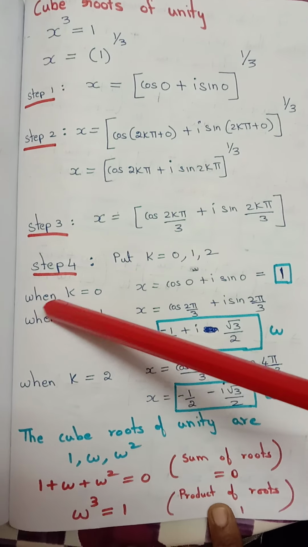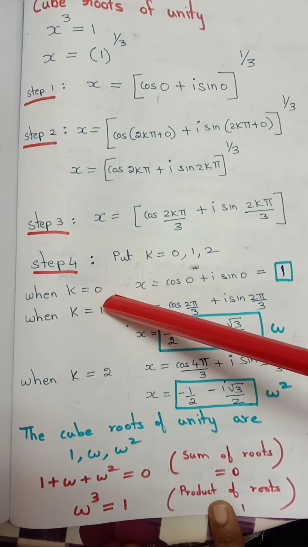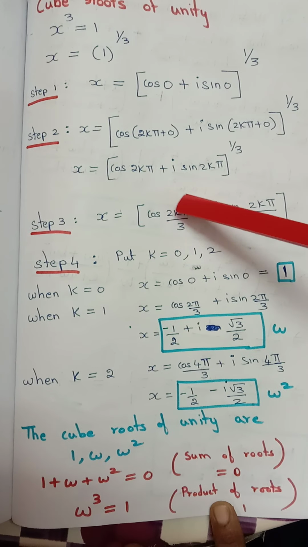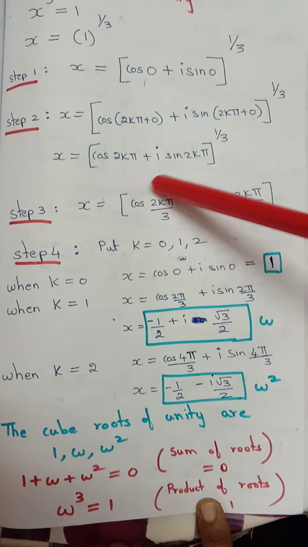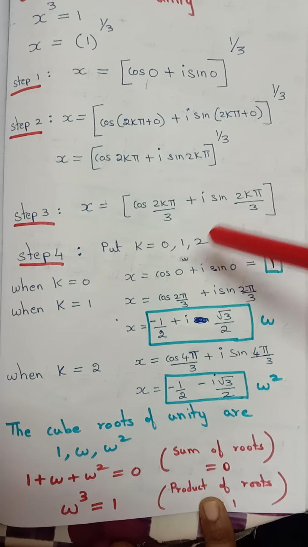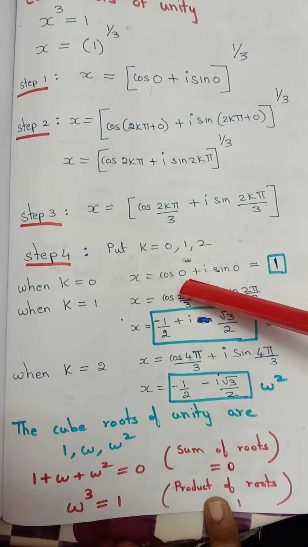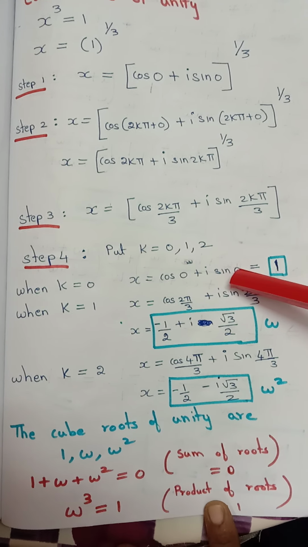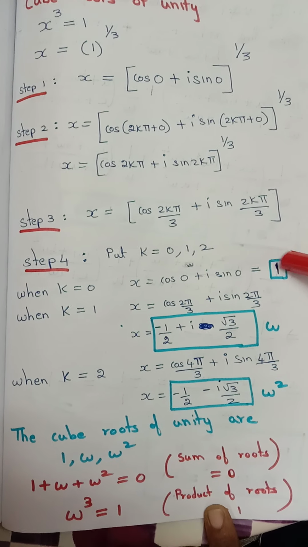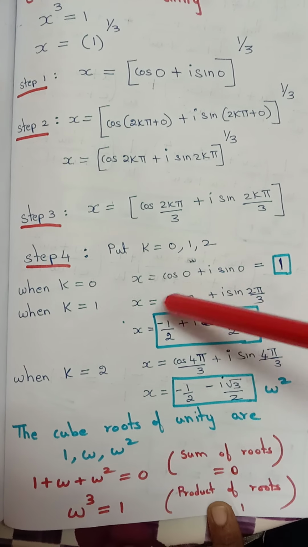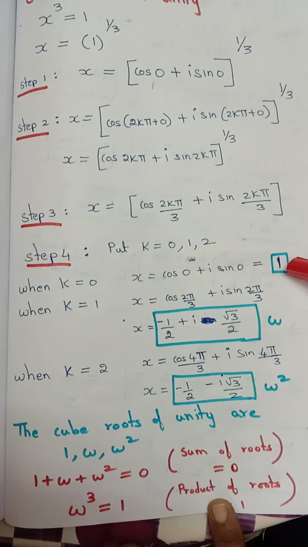Now let me assign the first value, when k is equal to 0. So I am going to put k is equal to 0 in this place. You know, when I put 0, everything will become 0. So what I will have is cos 0 plus i sin 0. But you know this is the polar form for 1. So the first root is 1. So we got the first root as 1.